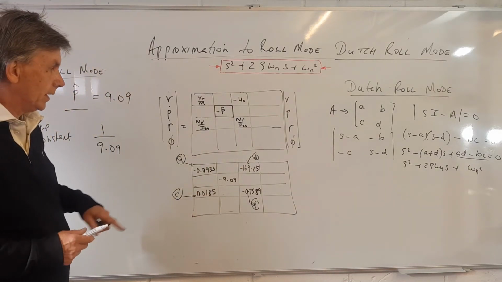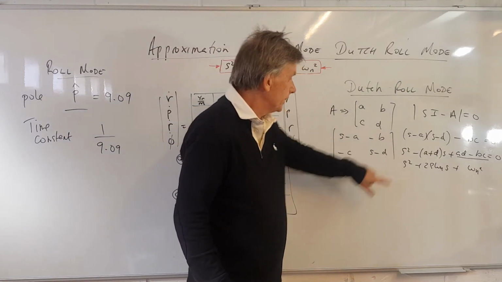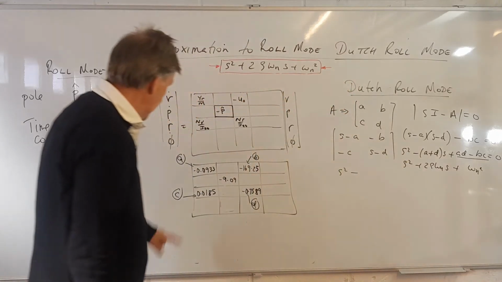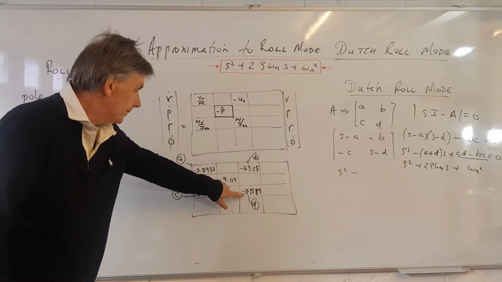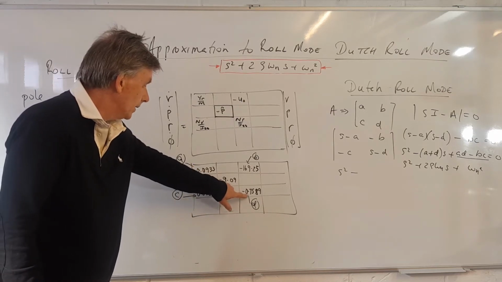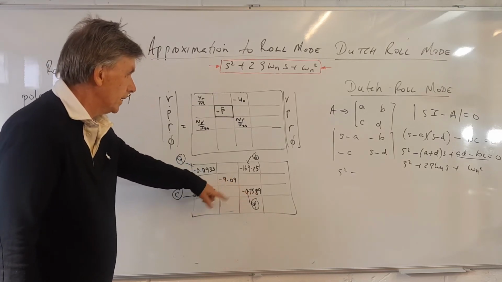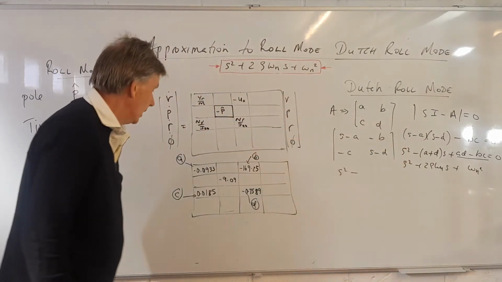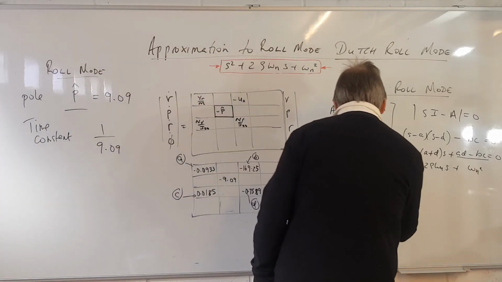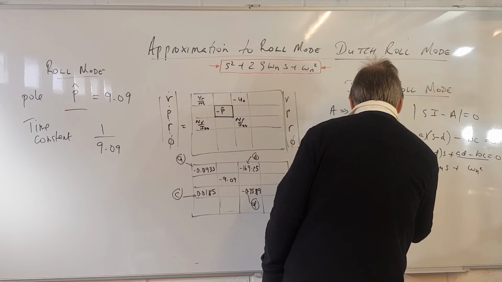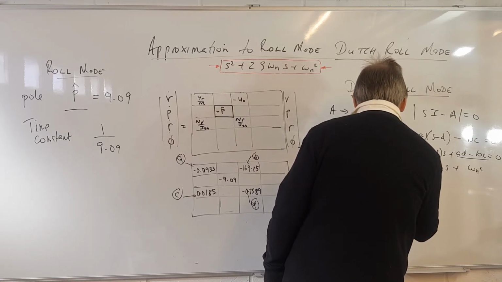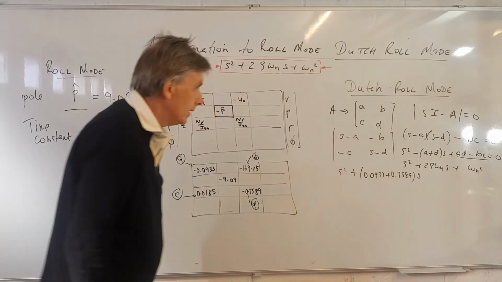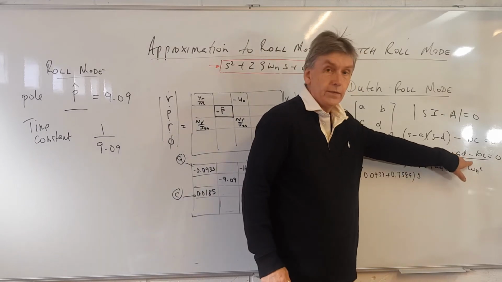So the equation that we're going to go for is this one here. It's going to be s squared minus (a plus d), so we can add this one to this one. So it's going to be 0.0933 plus, well, there are three minuses here, so we've got a minus and a minus and a minus, so it's going to be a plus. So it's going to be plus 0.0933 plus 0.7589 times s.